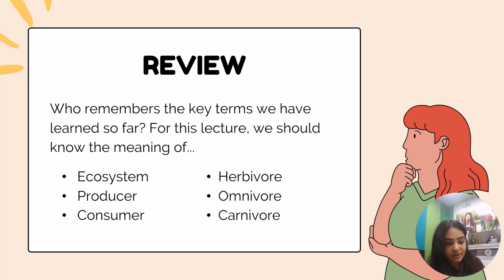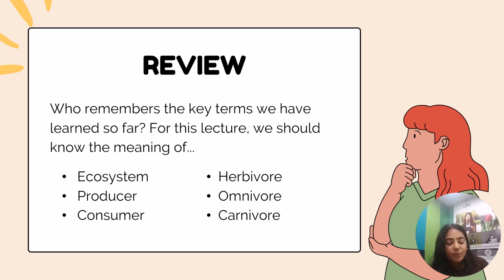Next, we have producer. They are those organisms who produce their own food such as green plants. Then we have consumers. They are those organisms who can't make their own food and they are dependent upon the producers for their nutrition need. Then we have herbivore. They are those organisms which feed upon green plants only, such as sheep, goat, cow.